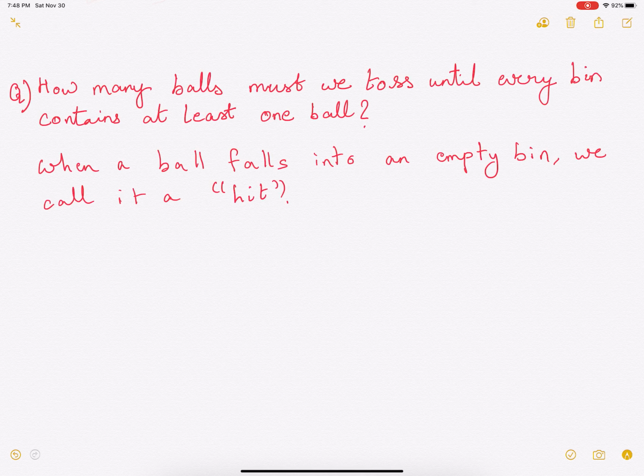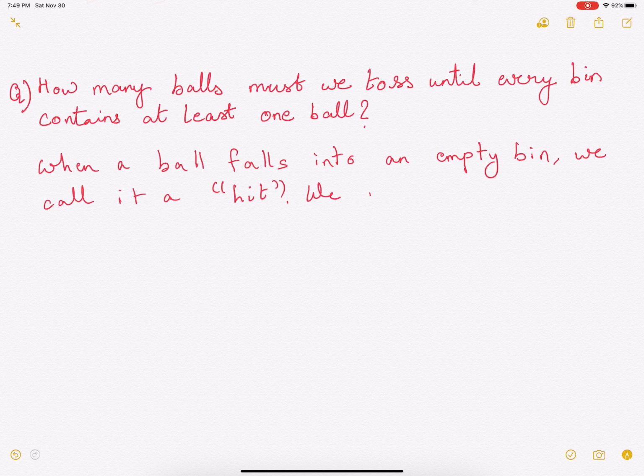Okay, this is what we call a hit. Now the question is, how many balls must we toss until every bin contains at least one ball? This is not a very concrete question, so let's just try to find the expectation.